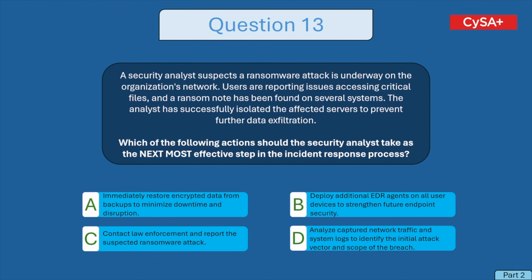Question 13. A security analyst suspects a ransomware attack is underway on the organization's network. Users are reporting issues accessing critical files, and a ransom note has been found on several systems. The analyst has successfully isolated the affected servers to prevent further data exfiltration. Which of the following actions should the security analyst take as the next most effective step in the incident response process?